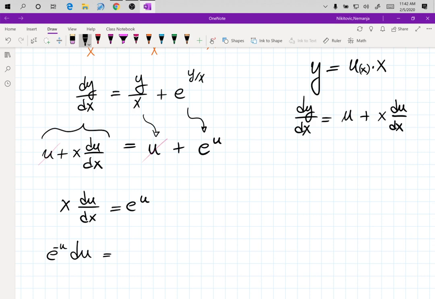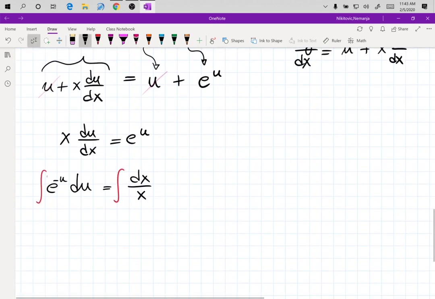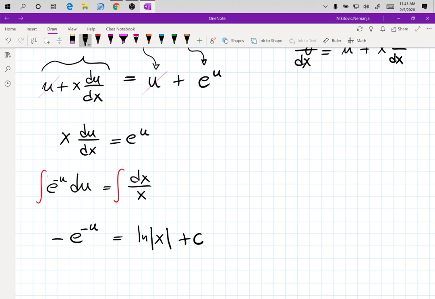On the other side, we have dx over x, because dx will be multiplied and then x goes in denominator. Hit both sides with the integral sign. We are going to have negative e to the negative u equals ln of absolute x plus c.